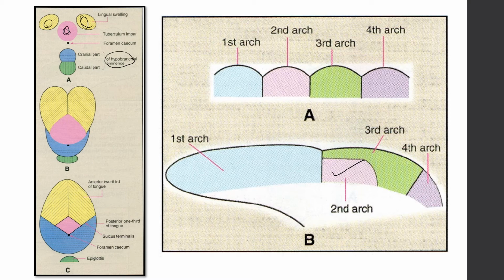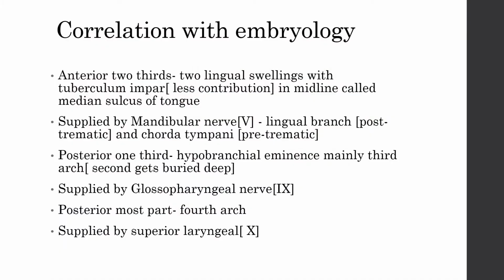Hence the circumvallate papillae along with posterior 1/3 is supplied by the glossopharyngeal. Now the posterior most part is supplied by the vagus. It is derived from the fourth arch, and vagus is the nerve of the fourth arch. Hence, it is supplied by branches of the vagus nerve. So, this is how we can correlate the embryology with the nerve supply of the tongue.